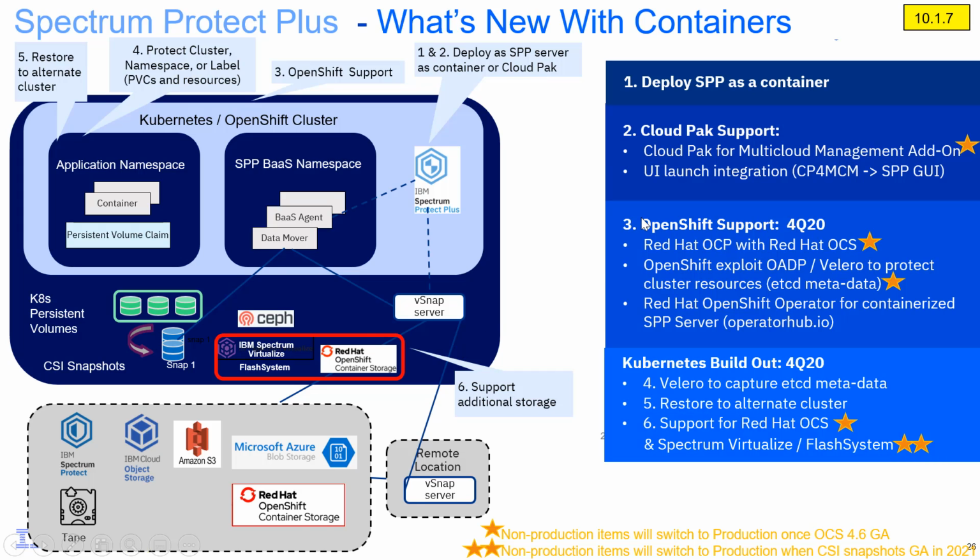Now, one thing I want you to note on these deliveries is because we have to work with OpenShift and their release schedule, any of the features that depend upon OCS 4.6 inside of Spectrum Protect Plus, those will come out on November 20th as non-production items, and will switch to production once OCS 4.6 GAs. Also, we will switch to production the CSI snapshot related features when that GAs in early 2021. Okay, so let's get started here.